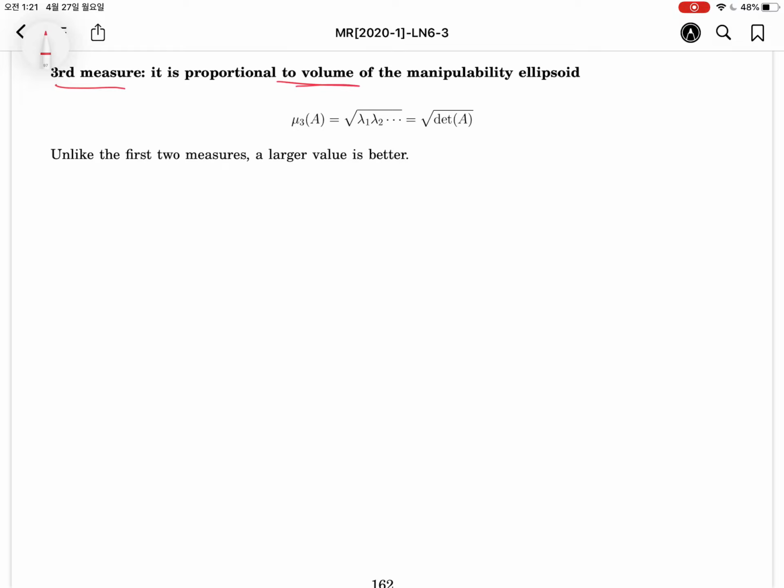The third measure is about the volume. Volume is obtained by the square root of the multiplication of all the eigenvalues. It can be obtained as the determinant of A. In this case, the larger value is preferred. A larger value shows a big volume, and a big volume shows good manipulability in omnidirection. In any direction we can move. So the larger value is preferred, it will be better.